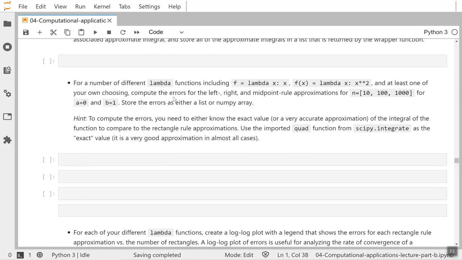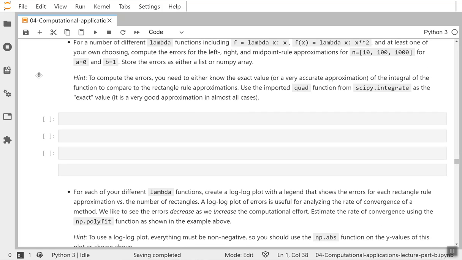For a number of different lambda functions, including the function f given by just the identity function, f of x equals x, and f of x equals x squared, and at least one more of your choosing. I recommend choosing 2 or 3 more. Compute the errors for the left, right, and midpoint rule approximations for n equals 10, 100, 1000, for a equals 0 and b equals 1, and store the errors as either a list or numpy array. And I give a hint on how to compute the errors. You can also use the code I had above as a template.